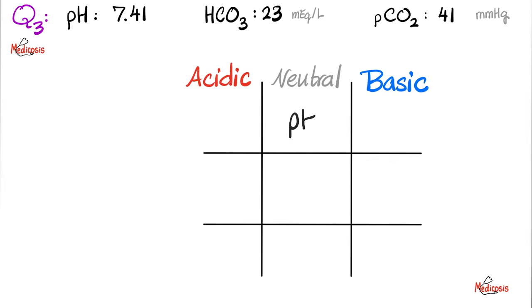It goes under neutral. The bicarb is normal. It goes under neutral. The carbon dioxide is normal. It goes under neutral, and this is a normal person.